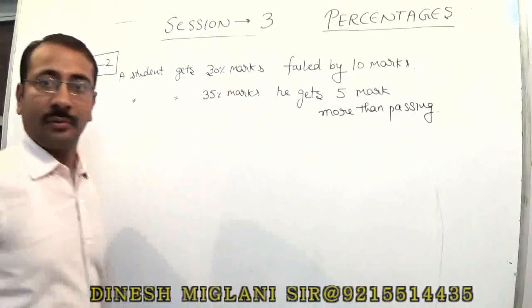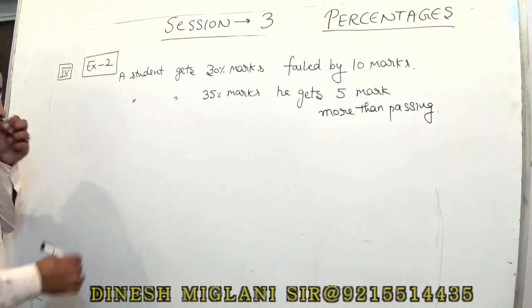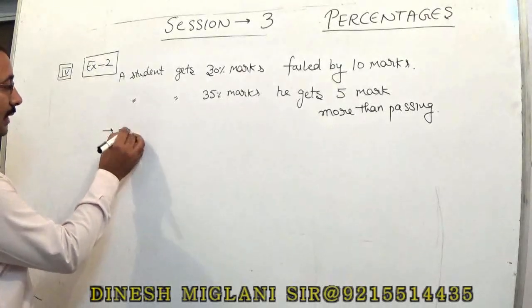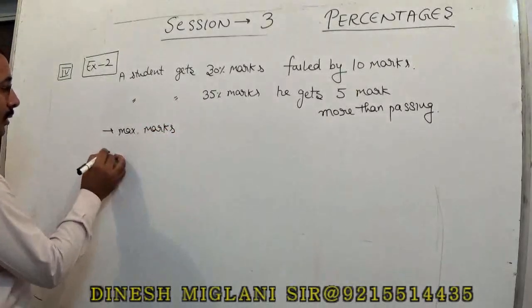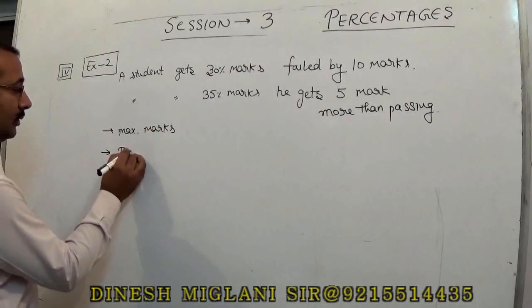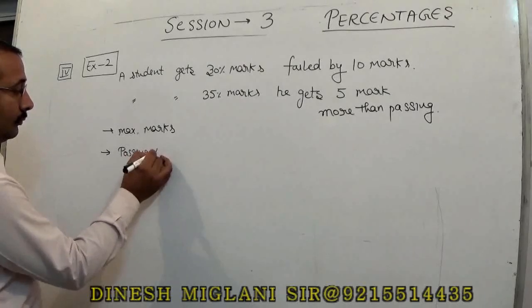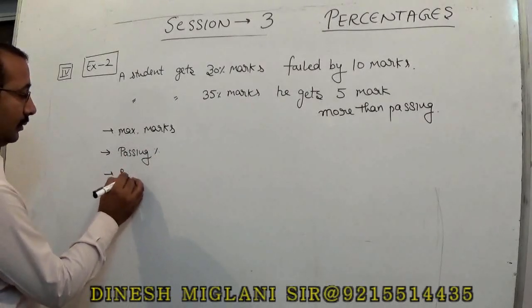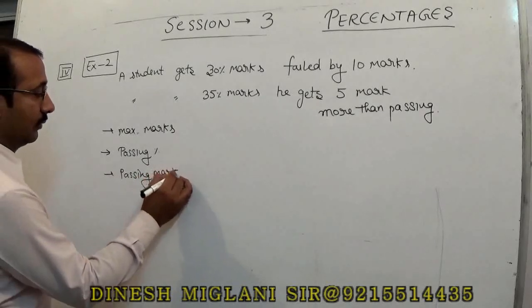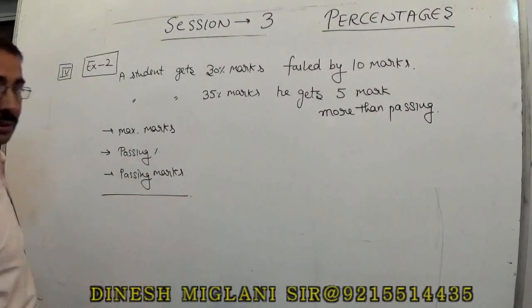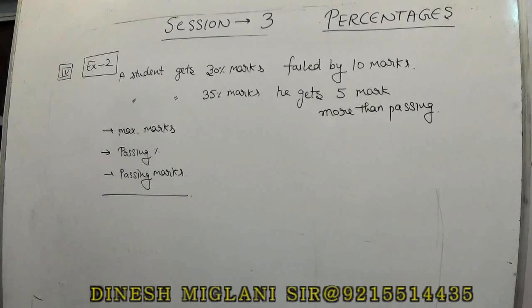In the answer, what you are supposed to answer, you have to find out what is the maximum marks of the class, what is the passing percentage, and what is the passing marks. The three things you have to answer. The first one is you have to find maximum marks of the class. Second thing, passing percentage, and third thing, passing marks. Just have a look over the question and try to answer it.